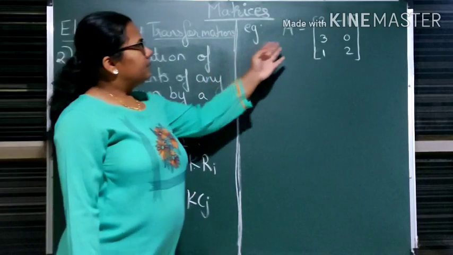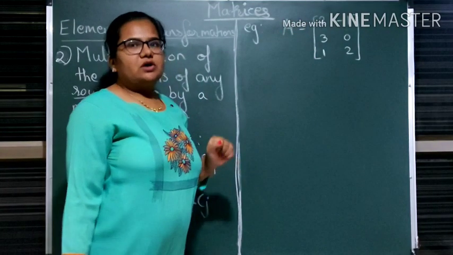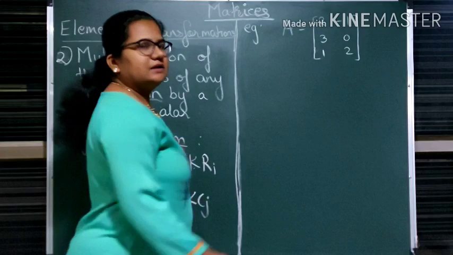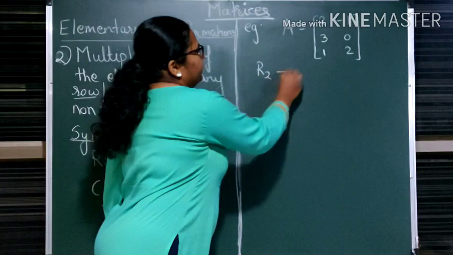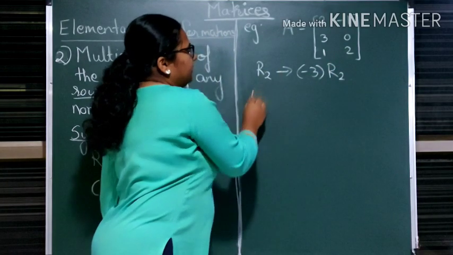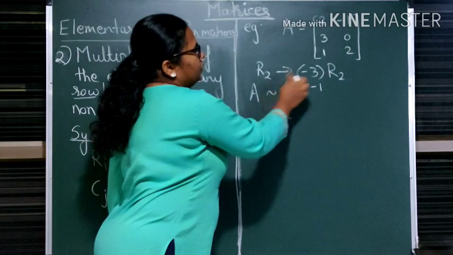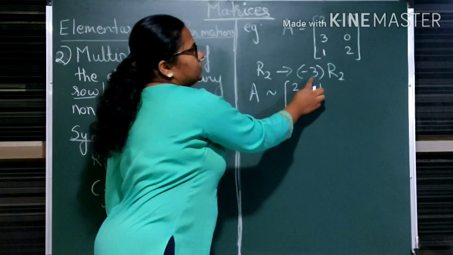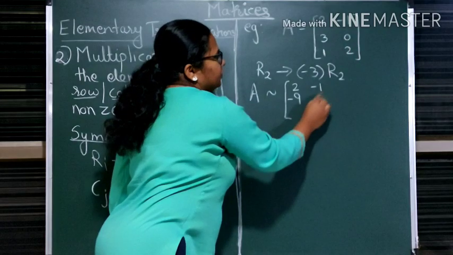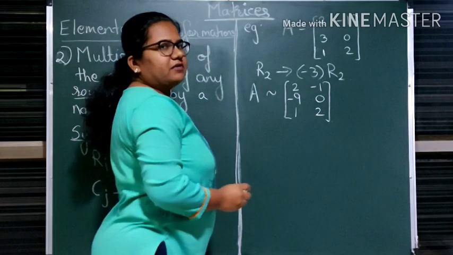Now I have taken one example where we have a matrix A which consists of 3 rows and 2 columns. If you want to multiply, suppose, the second row by a non-zero scalar minus 3, R2 will get changed to minus 3 R2, where minus 3 is your non-zero scalar. So what will be the equivalent matrix? First row as it is. Second row, you will multiply the elements of the second row by minus 3. Minus 3 into 3 is minus 9, and minus 3 into 0 is 0. And the third row will remain as it is. So this is the equivalent matrix after multiplication by the non-zero scalar.